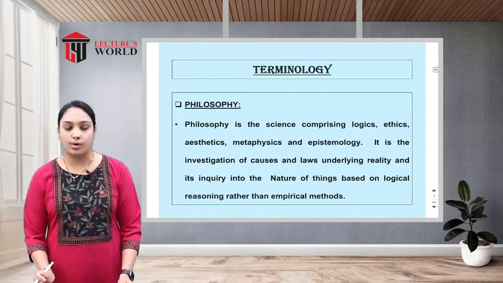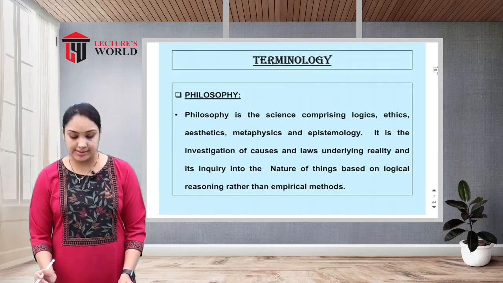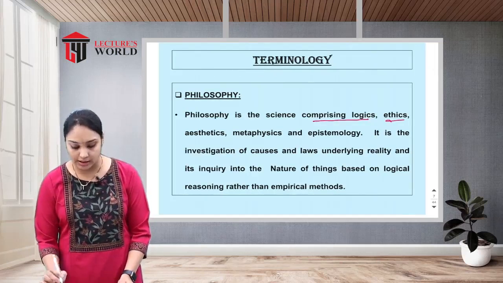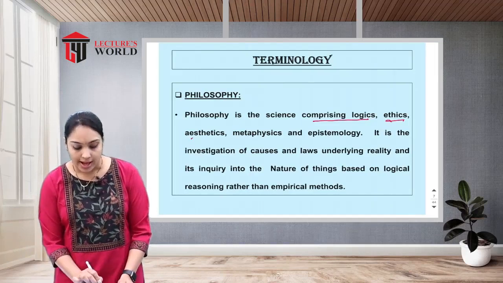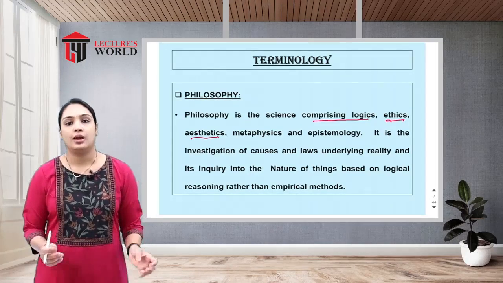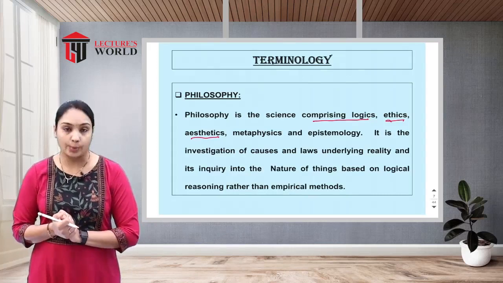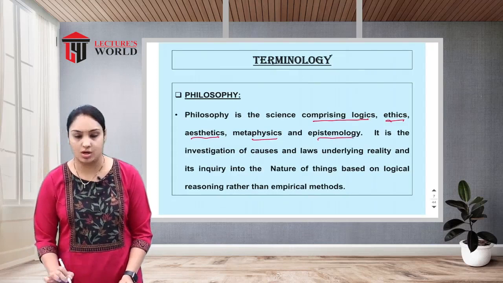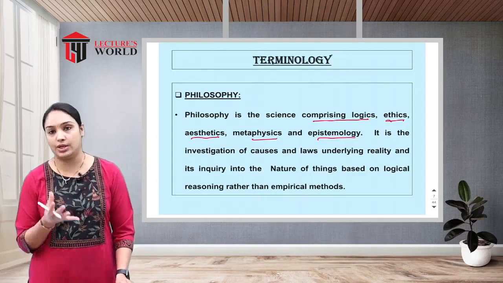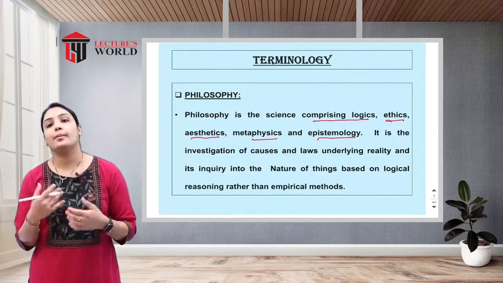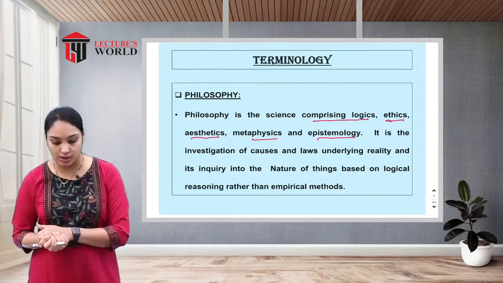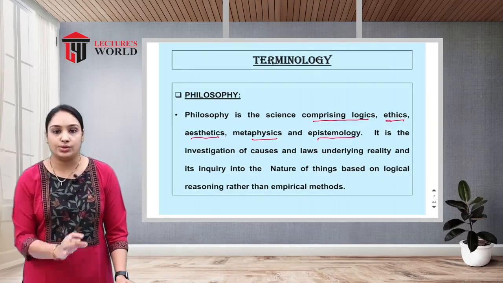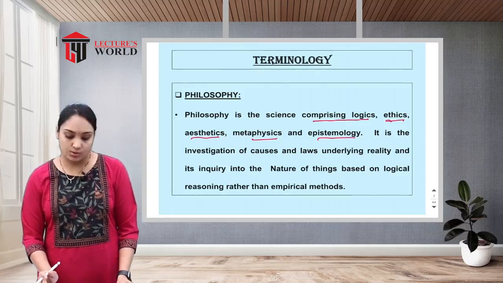Next one is philosophy. Philosophy is the science comprising logic, ethics, that is rules and regulations, aesthetics, that is we are focusing on behavior and opinion, metaphysics, and epistemology. Epistemology means the study of knowledge. Opinions, behavior, rules, regulations, and logic, that is what we do, and it is known as philosophy.